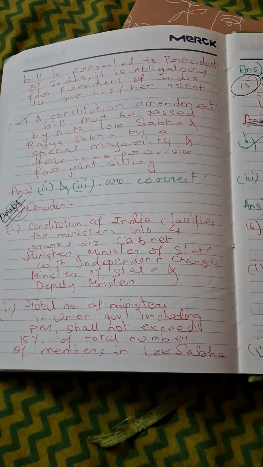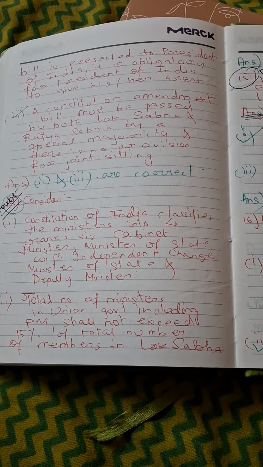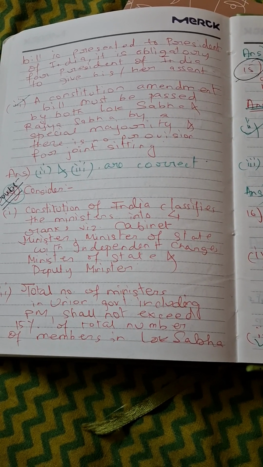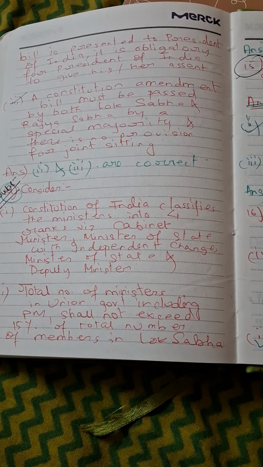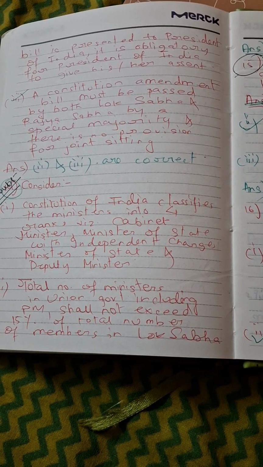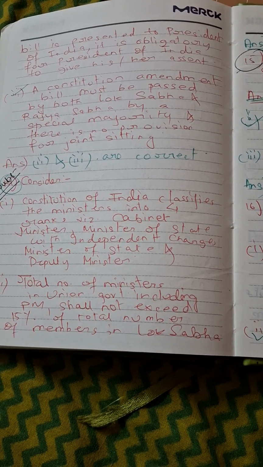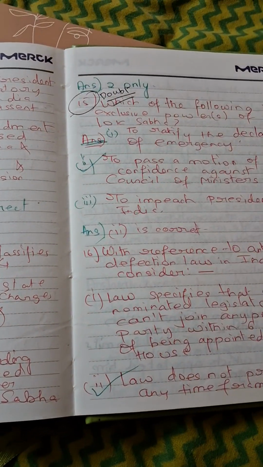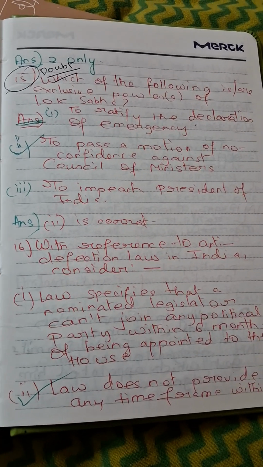Next question. The Constitution of India classifies the ministers into 4 ranks: Cabinet Minister, Minister of State, Minister with independent charge, and Deputy Minister. The total number of ministers in the Union Government including the PM shall not exceed 15% of the total members in Lok Sabha. Only the second option is correct.